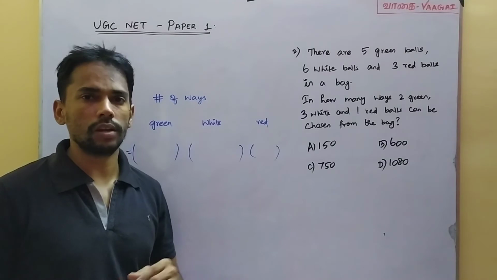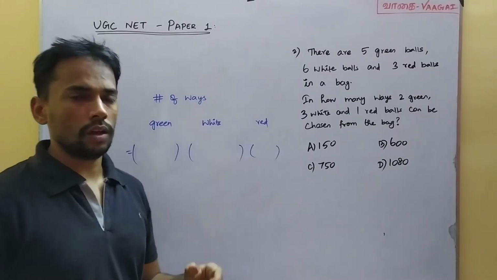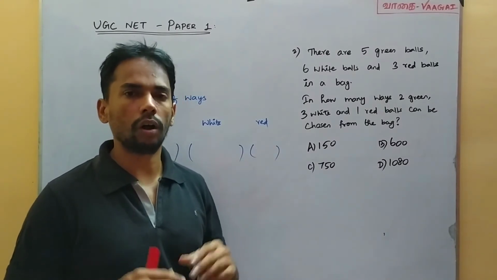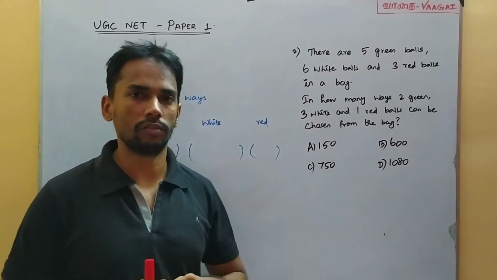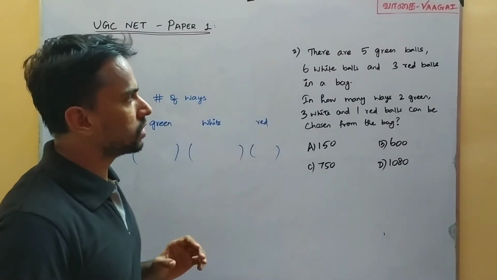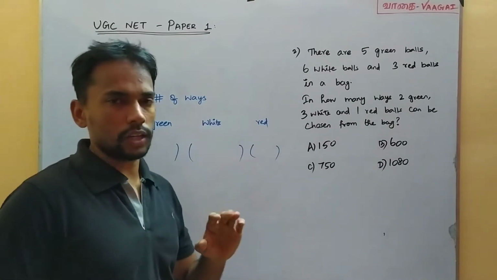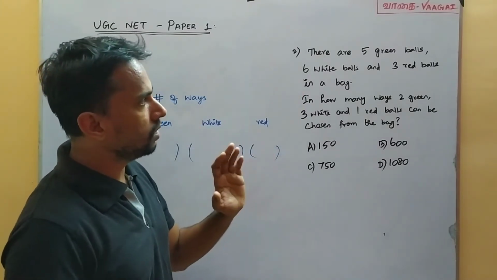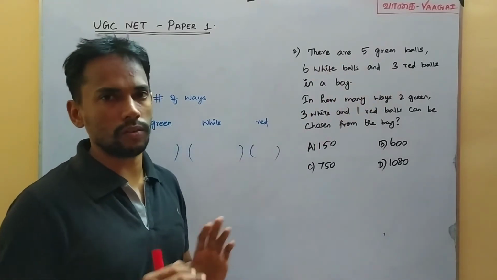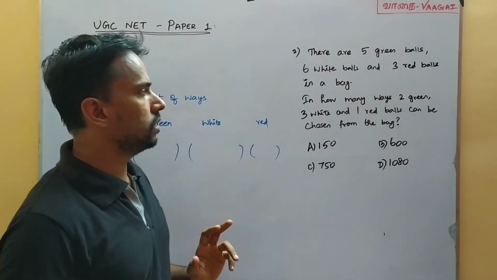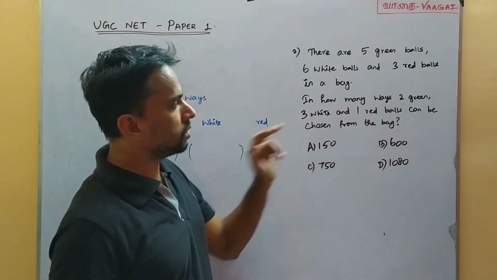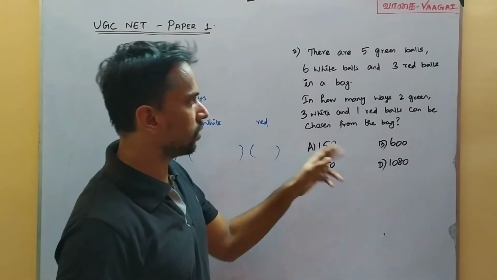Our first 2 questions were easy. What if we get questions where we have to select more than one ball or more than one item, whatever is provided in the question? Our third question is based on that concept. Let's see the question. We again have the same collection as in the second question: 5 green balls, 6 white balls and 3 red balls. But now the question is, in how many ways can 2 green balls, 3 white balls and 1 red ball be chosen from the same bag?